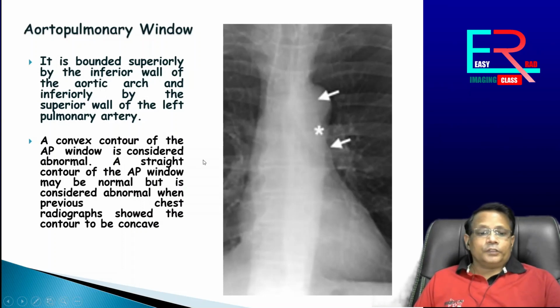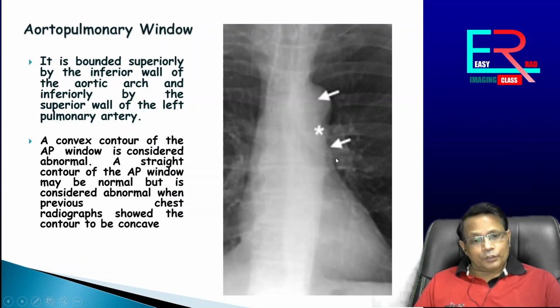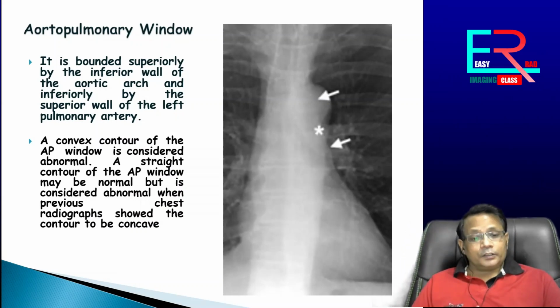Okay. So it should be concave in its contour, and if it is convex, then it is abnormal. Okay. A straight contour of this AP window may be normal, but it is considered abnormal when the previous chest X-ray radiograph shows the contour to be concave. So if originally concave and it becomes straight or convex, then it has progressed to the abnormal side. It means there may be chances of pulmonary hypertension.